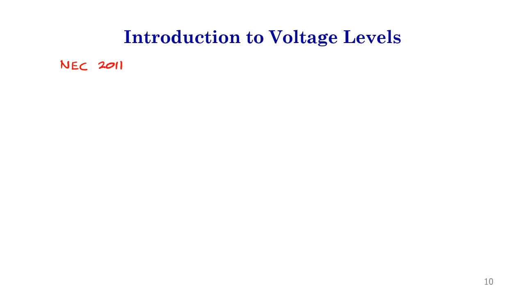NEC 2011, part 1 section 2, is classifying four voltage levels. One is low voltage, the second is medium voltage, the third is high voltage, and the fourth is extra high voltage, EHV. These are the four levels.